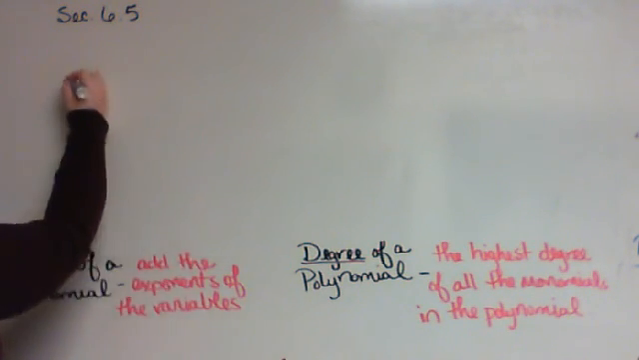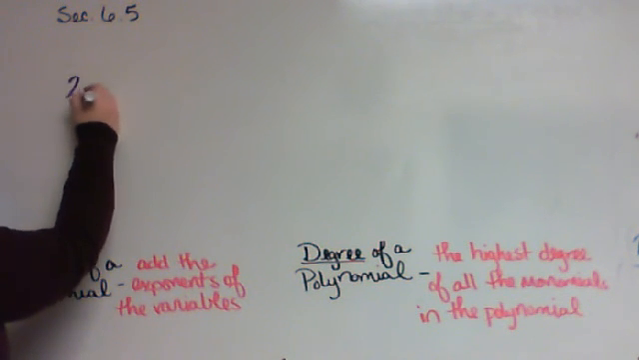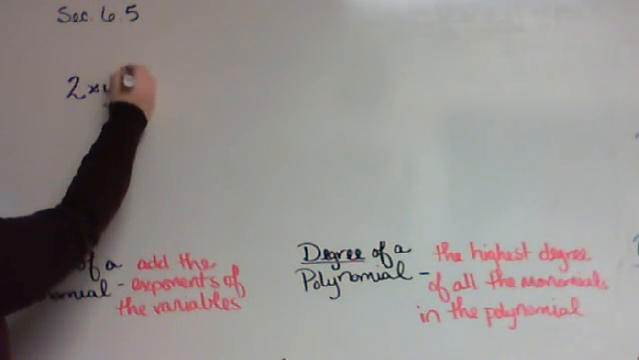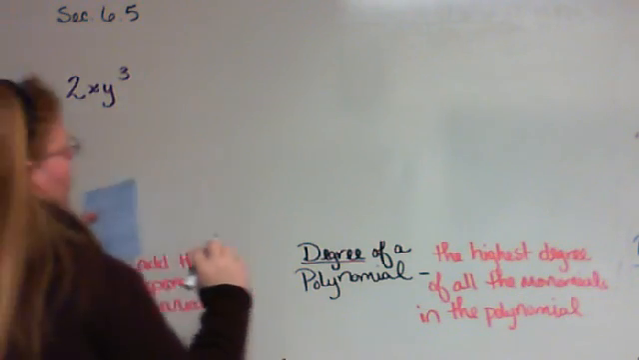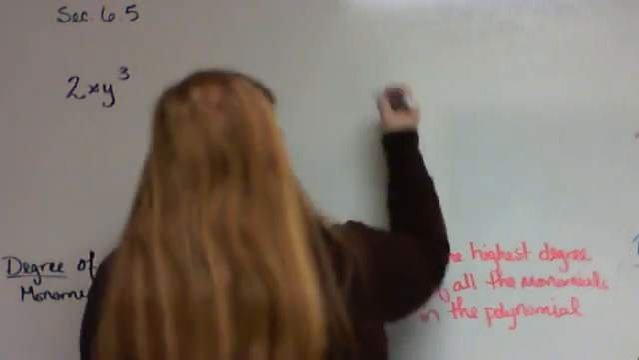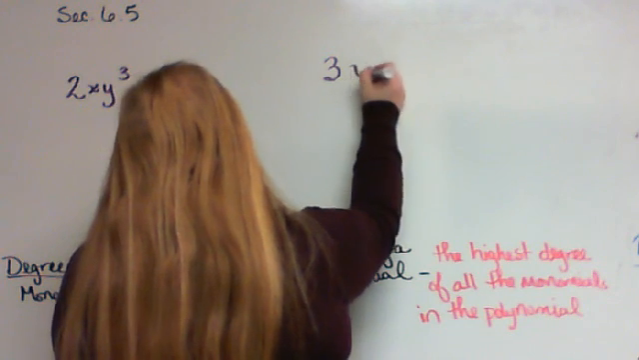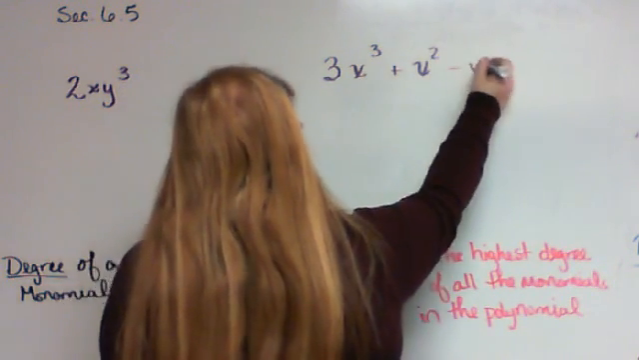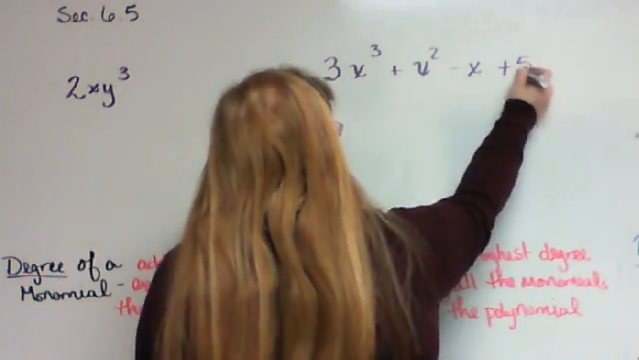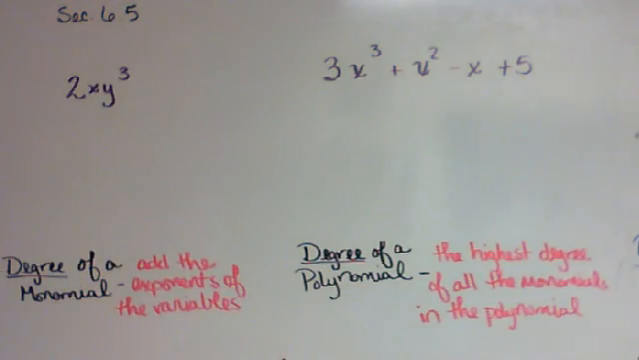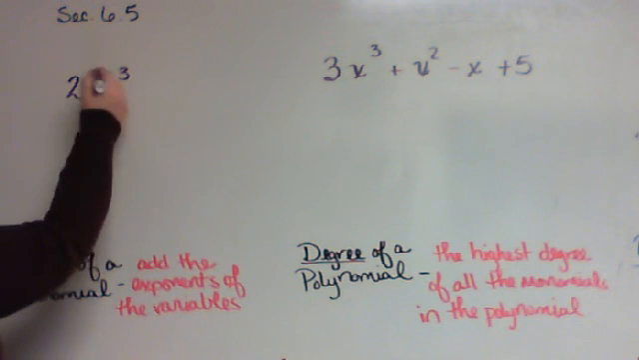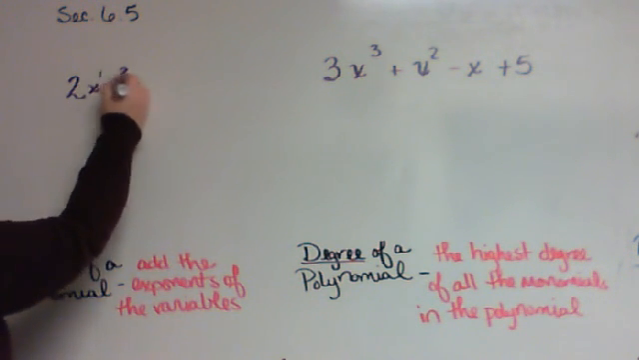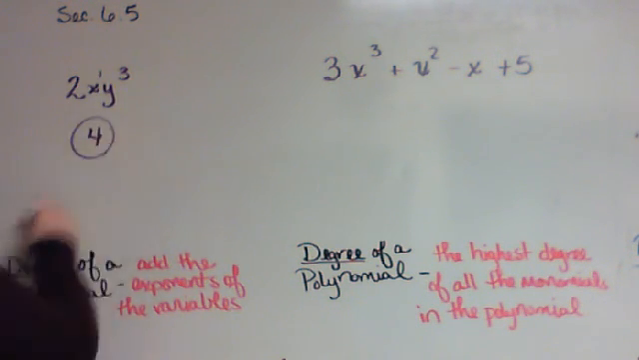Let's say I had 2xy cubed for my monomial, and then 3x cubed plus x squared minus x plus 5 for my polynomial. And all they're going to do is ask you for the degree. So if I wanted to know the degree of this one over here, I'd have to say 1 plus 3 gives me a degree of 4.